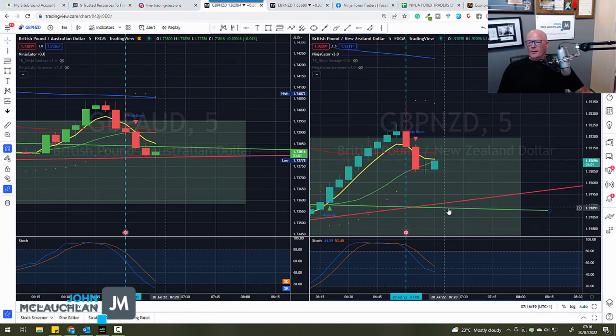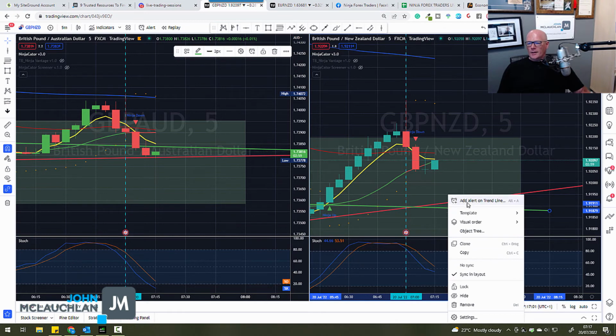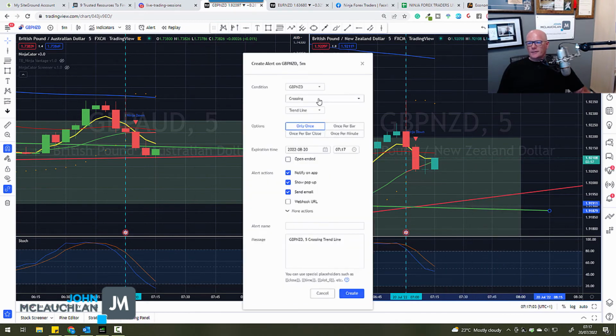I could just hover over that trend line, right click, add an alert, crossing, so GBPNZD crossing the trend line, let me know only once, let me know on the app, on the phone, show me on the pop-up on my desktop, and send me an email. Okay, how many more alerts do you need?